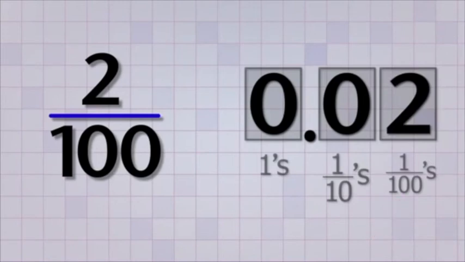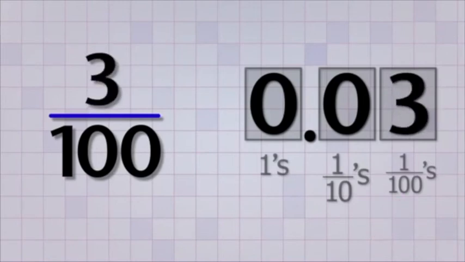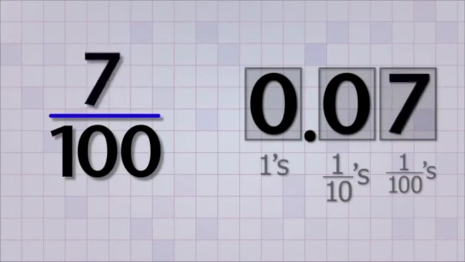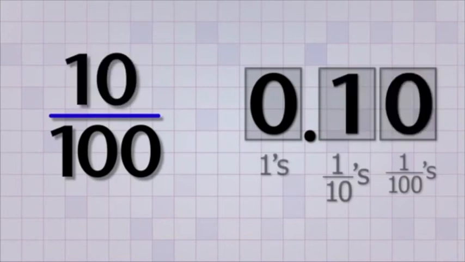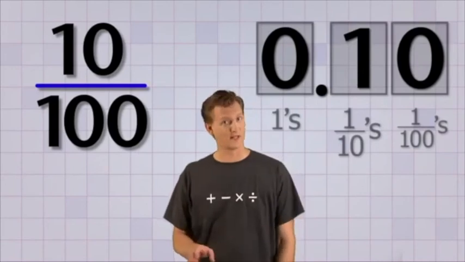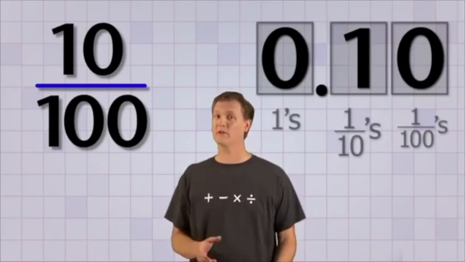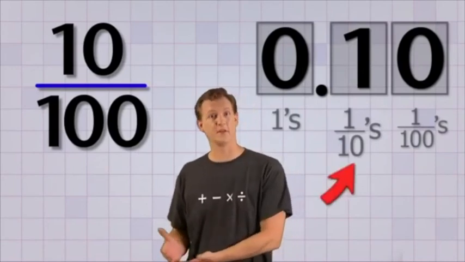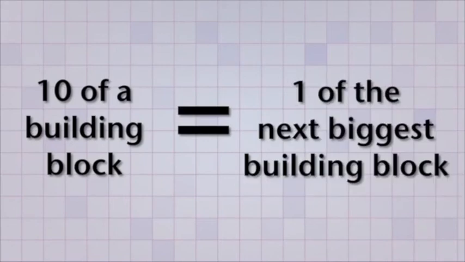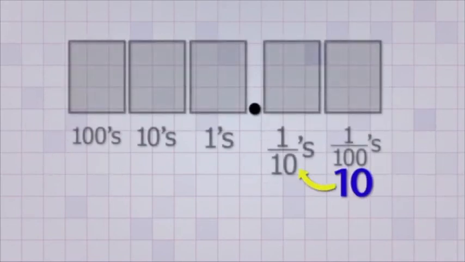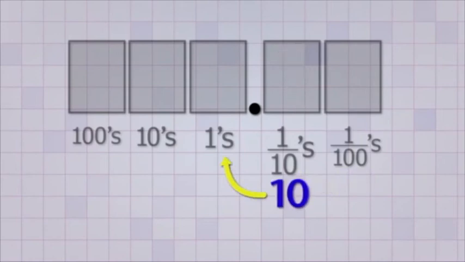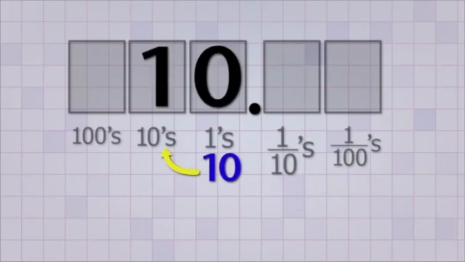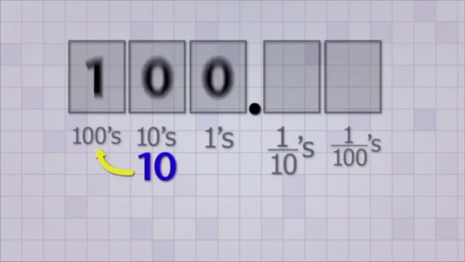Let's keep on counting with hundredths just like we did for tenths. 3 hundredths, 4, 5, 6, 7, 8, 9, and 10 hundredths. Ah, but look what happened when we got to 10 hundredths. Just like before, we have to use the next number place to the left, the tenths place. This happens because any time you have 10 of a building block, they combine to form one of the next biggest building block. For example, 10 hundredths is a tenth, 10 tenths is a 1, 10 ones is a 10, and 10 tens is 100.